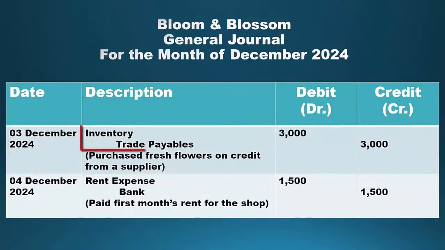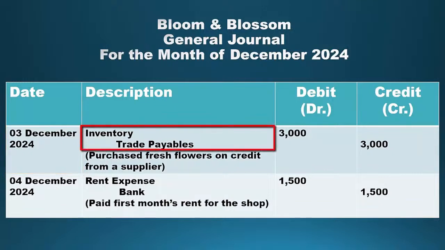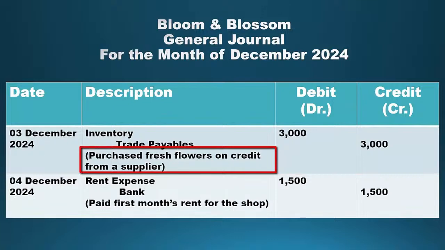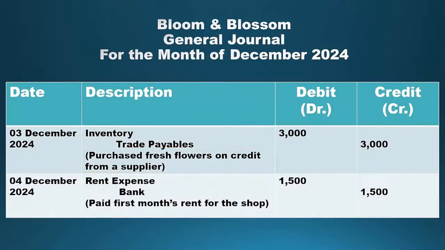Accounts. Clearly state the accounts involved, inventory account and trade payables account. Amounts. Enter $3,000 as a debit to the inventory account and $3,000 as a credit to the trade payables account. Description. Add a brief explanation, such as purchased fresh flowers on credit, invoice number 67890.